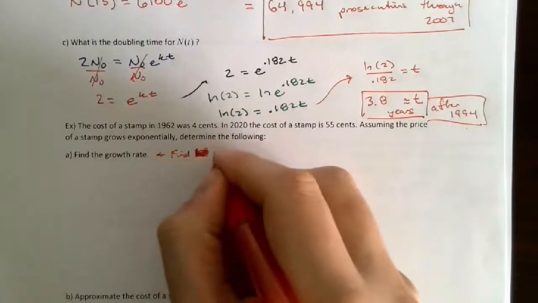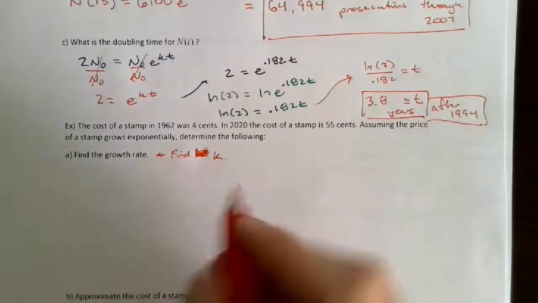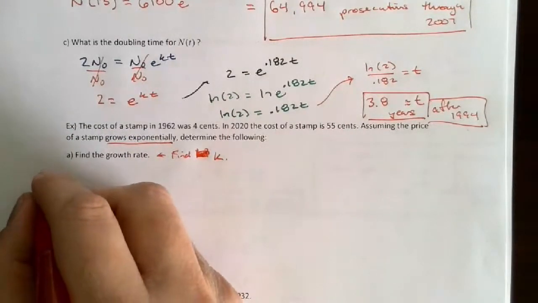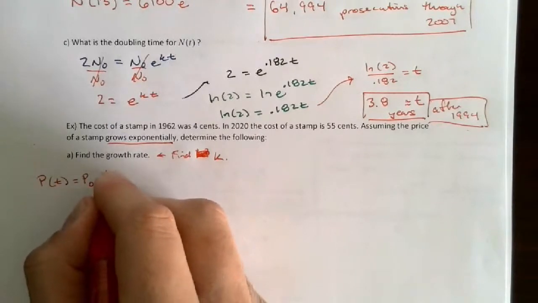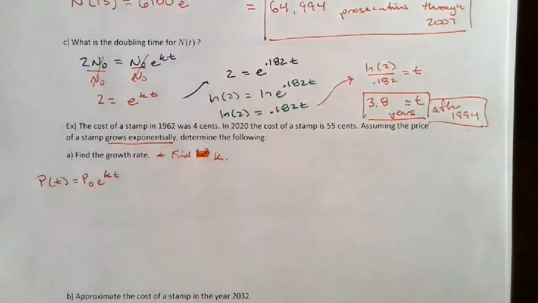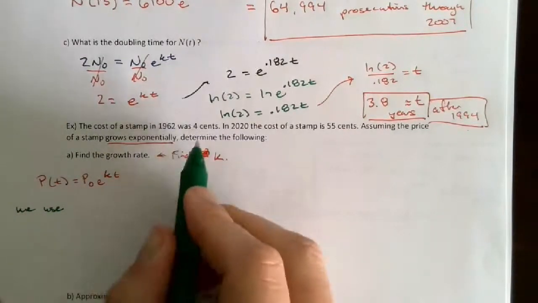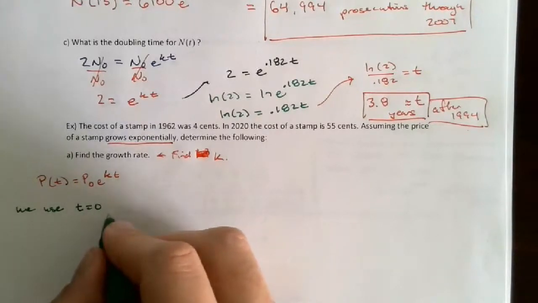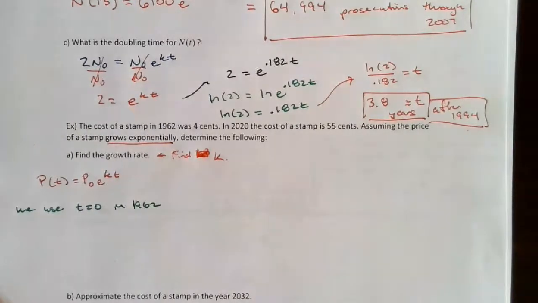We're going to try to find k, and to find k, we have to use what they gave us. So first off, they told us, assuming it grows exponentially, so we know we have an exponential growth formula. I know I'm using P of t equals P0 e to the kt. They didn't tell you exactly what to use as your initial starting time, so we have to pick that. I'm going to use the first time point they told us about, so t equals 0 in 1962. In other words, t is years since 1962.